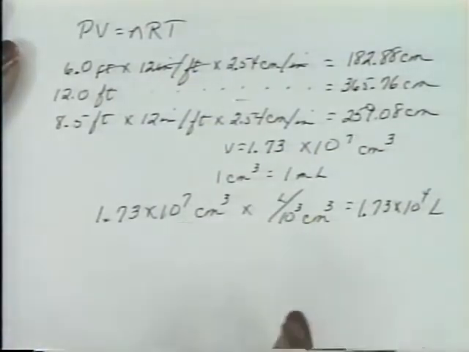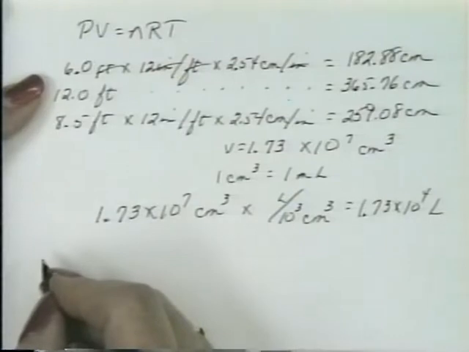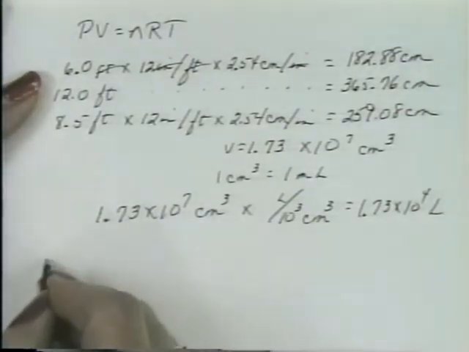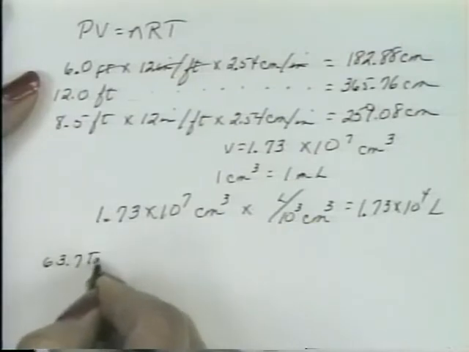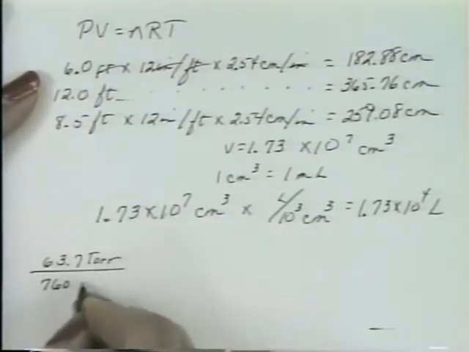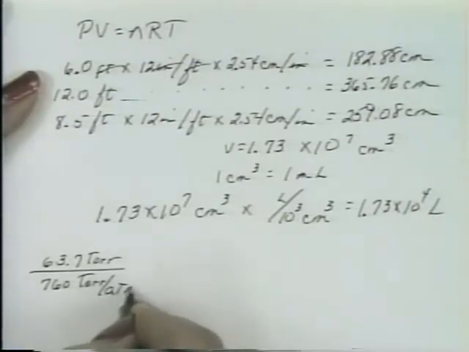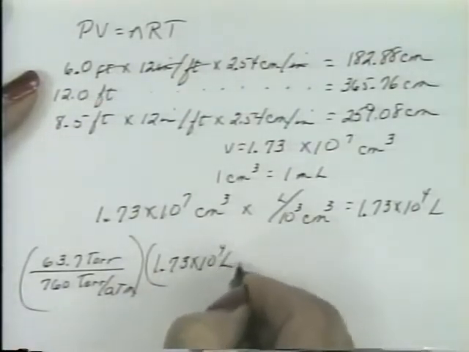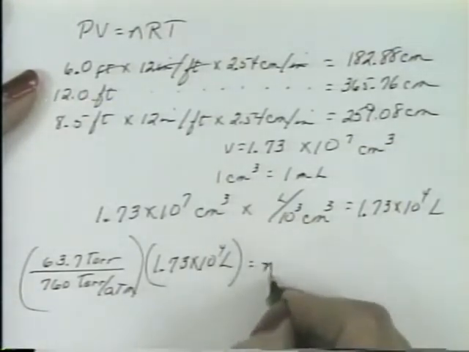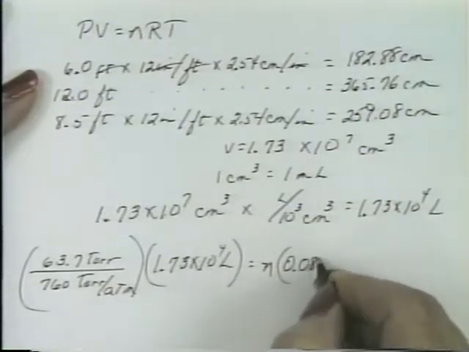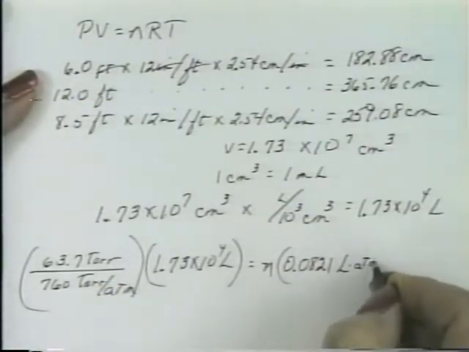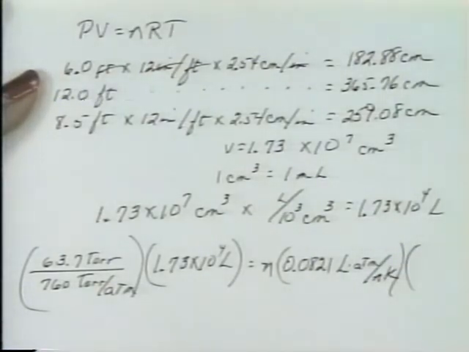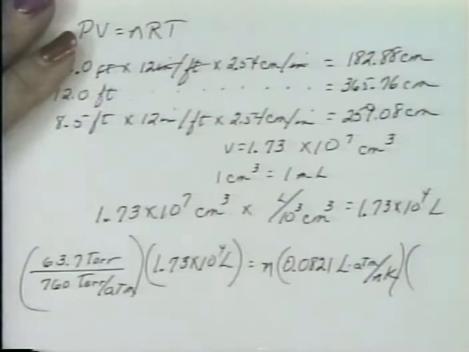Oh, very good. Now, our pressure. What is our pressure? Look at your problem that's written there in your book and look for the vapor pressure. The vapor pressure is 63.7 torr. So we have 63.7 torr over 760 torr per atmosphere, right? Times our volume of 1.73 times 10 to the 4th liters. And that is equal to n times R, which is 0.0821 liter atmospheres per mole Kelvin. And our temperature, what is our temperature? Oh, it's 68.4 degrees Fahrenheit. What individual ever came up with a problem like this?